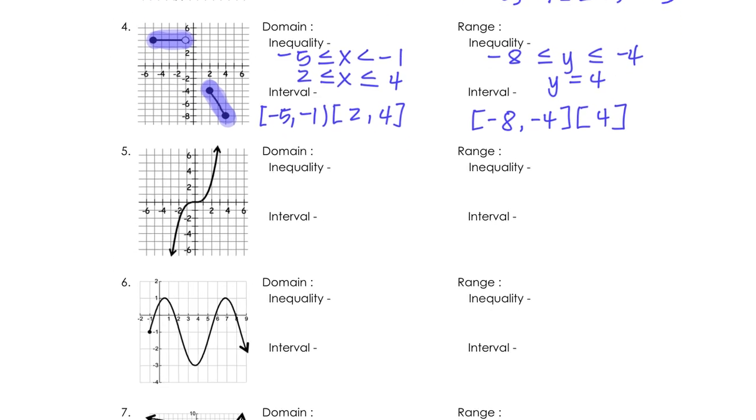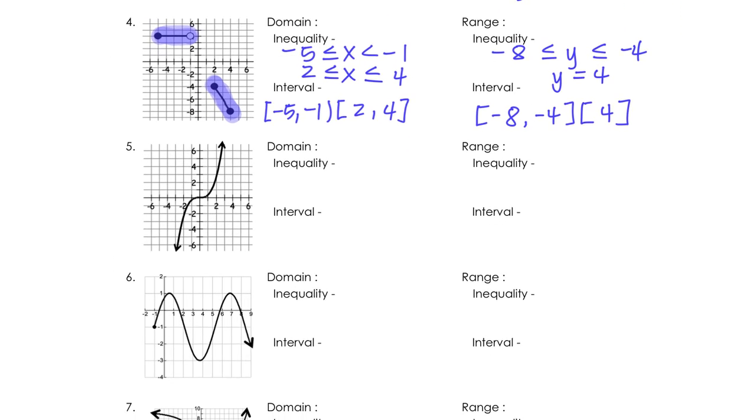What is number 5 going to be? All real numbers. We have arrows going up, arrows going down, arrows going left, arrows going right, no holes. So all real numbers, negative infinity to positive infinity.